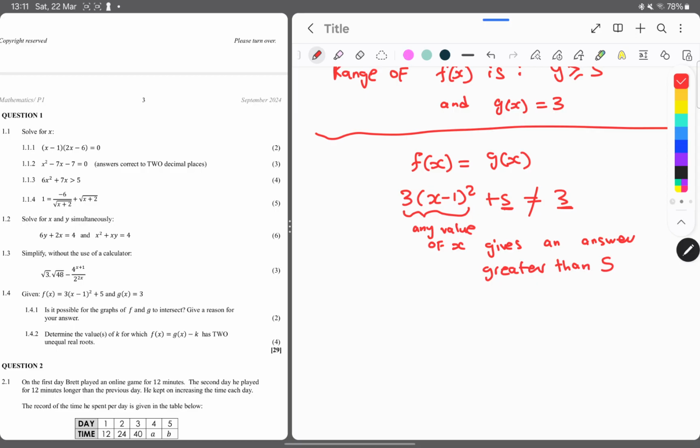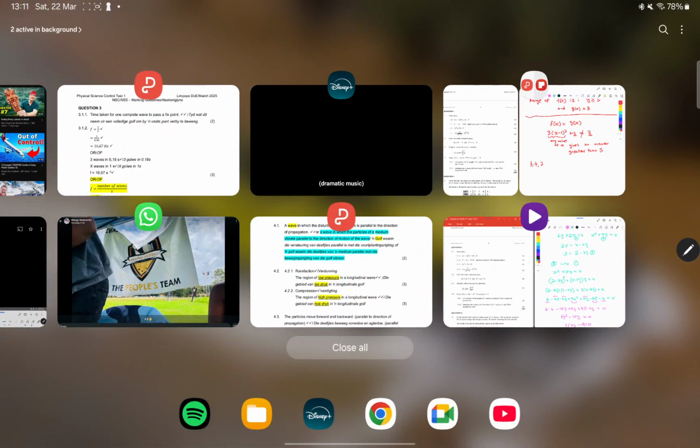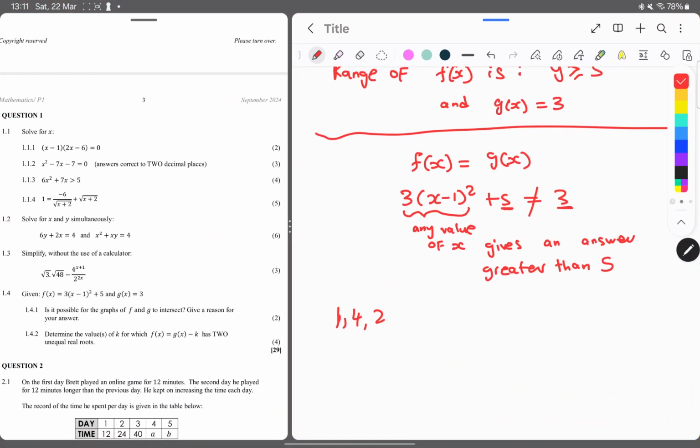Moving on, 1.5. 4.2. Determine the values of k for which f(x) equals g(x) minus k has two unreal roots. Now this again is in the domain of another concept, which is numbers.